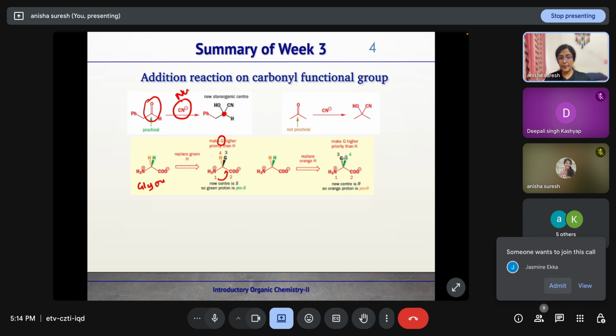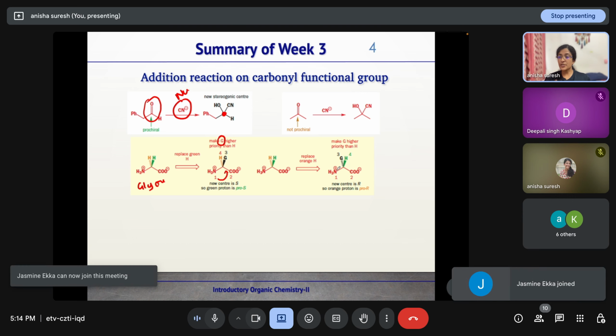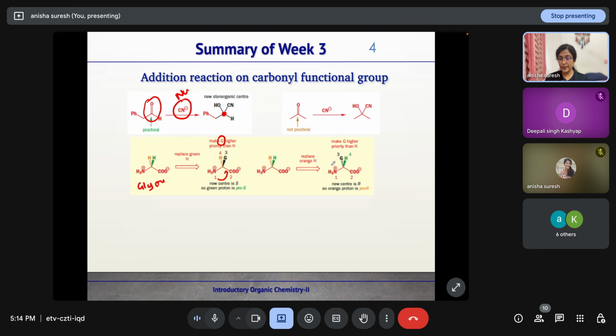So since this is in anti-clockwise fashion, it should ideally be S, but the hydrogen is facing towards us. Because of that, it will be R. So the newly generated center will be R. So the orange proton, which is replaced, leading to formation of the new chiral center, can be labeled as pro-R.